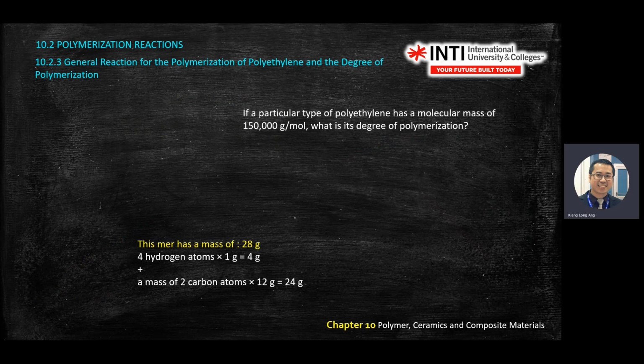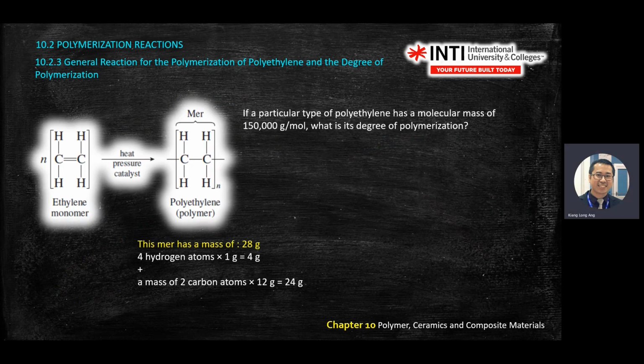Okay, so there's one question that comes out. We start the mathematical calculation already. If you look at ethylene going through the polymerization process, the question asks: if a particular type of polyethylene, which is C2H4, has a molecular mass of 15000 g/mol, what is the degree of polymerization? So it asks you to find the N. It gives you the molecular mass. So what is the degree?